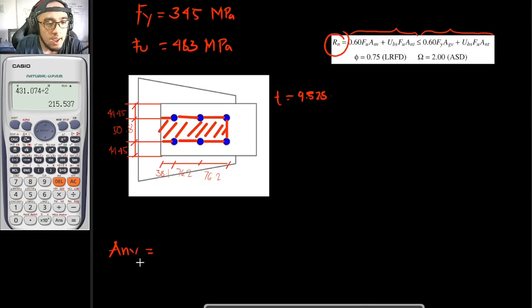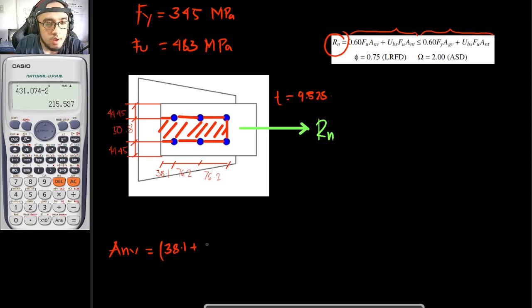For your Anv, this is once again your net shear area. For your shear area, it would be this one right here and this one right here, whichever is parallel to your force. So once again, this is to be your force Rn. For Anv, it would be this one right here: 38.1 plus 76.2 plus 76.2 minus the diameter of your holes.